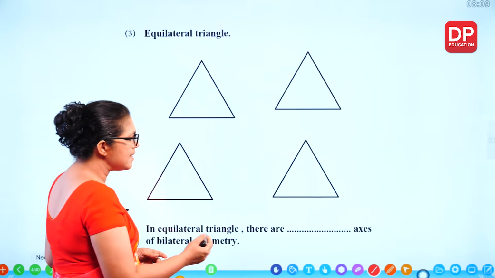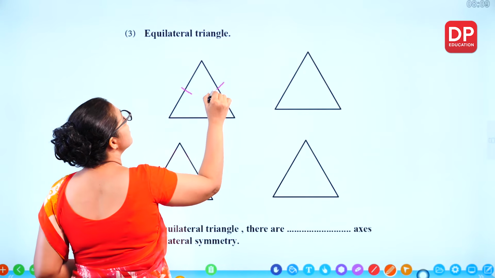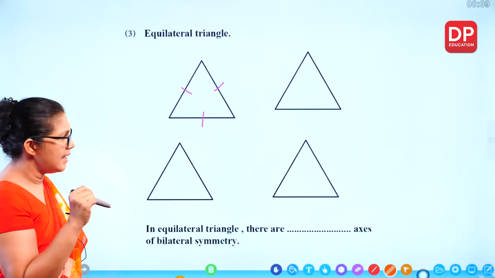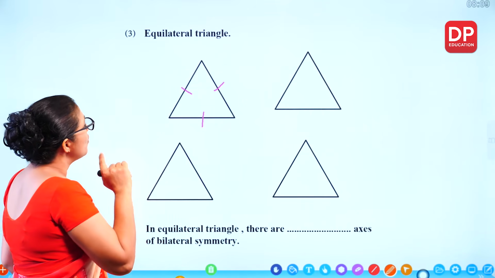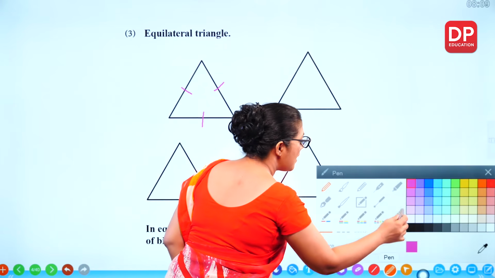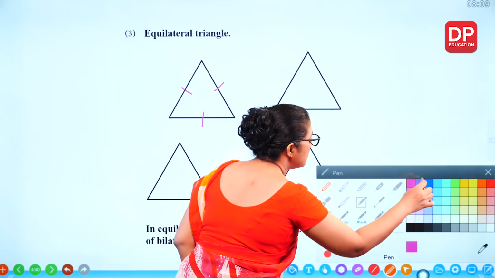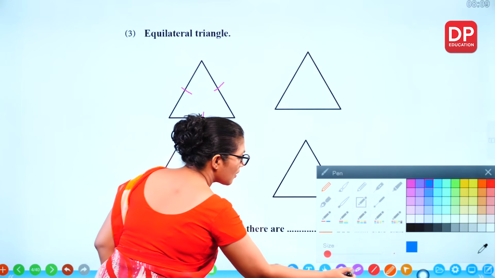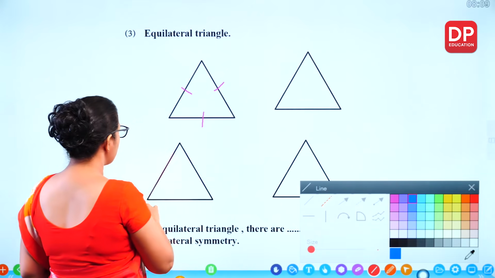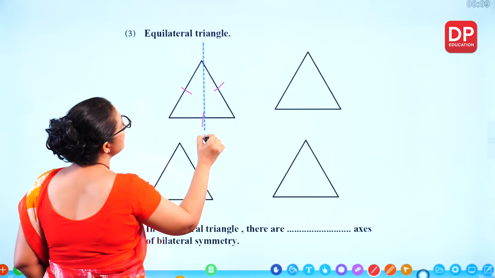Equilateral triangle. What is an equilateral triangle? Each angle is 60 degrees and all sides are equal. So we'll see how many axes of symmetry there are in this. I'll take blue color. Okay, so we'll see how many axes of symmetry. I can draw a line here.